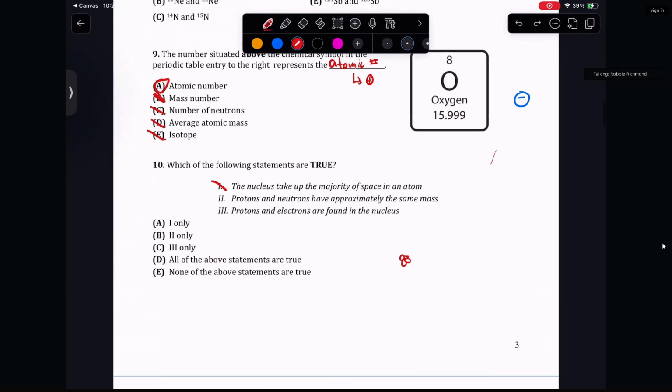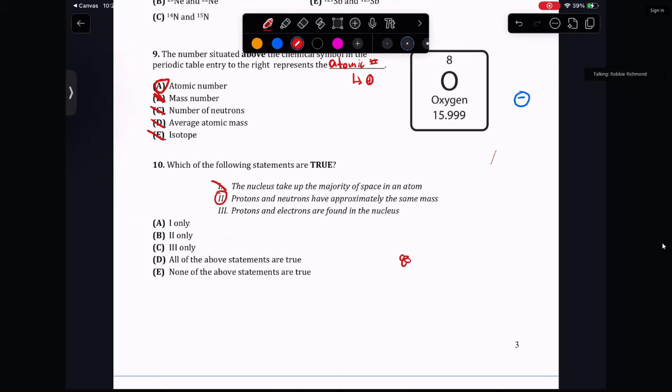Question or statement number 2, protons and neutrons have approximately the same mass. I'm going to say that is true, and the reason is how we determine AMU. Remember, it is protons plus neutrons and we weight them equally. They're a little bit different, but for the purposes of this class, they are practically the same.